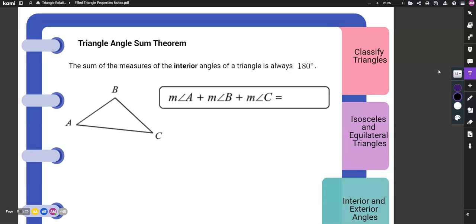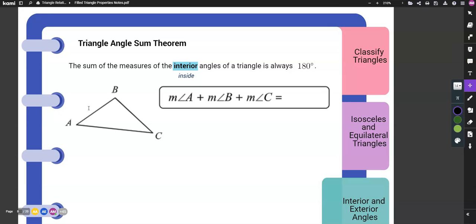So first of all, the triangle angle sum theorem is fairly simple. It just states that the sum of the measures of the interior angles of a triangle is always 180 degrees. And again, remember, interior just means inside.